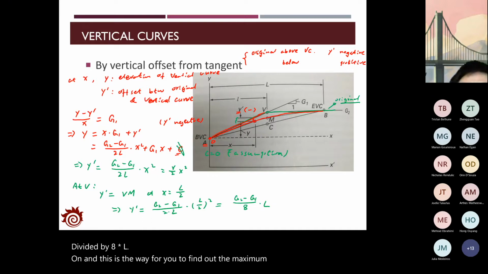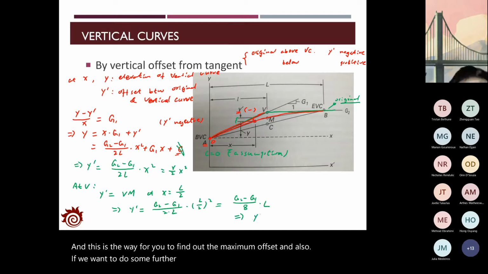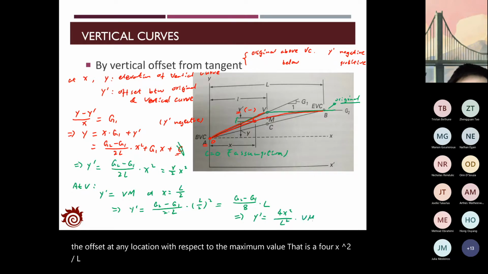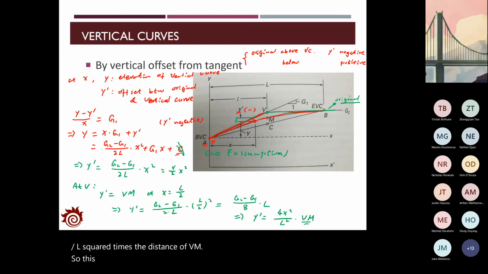And also, if you want to do some further derivation, you can find out the relationship between the offset at any location with respect to the maximum value. That is 4x squared divided by L squared times the distance of Vm. So this is about the offset. We can find out the offset between the original ground and the designed vertical curve.